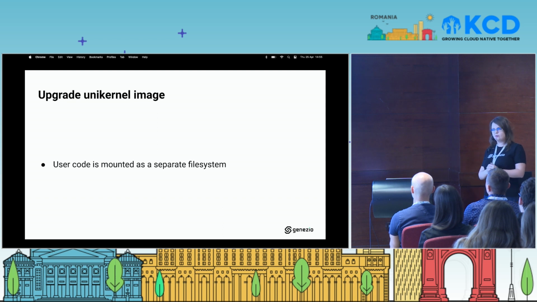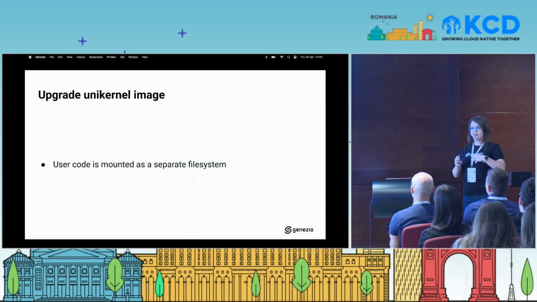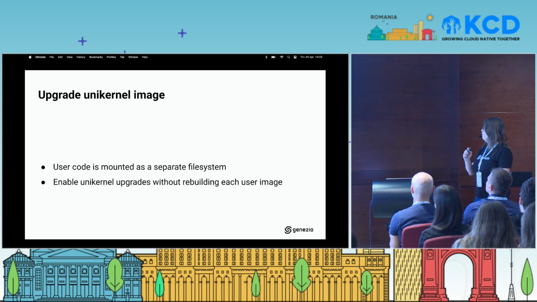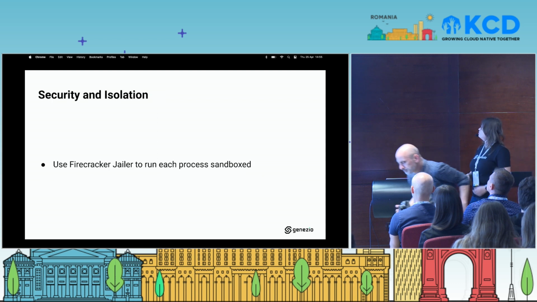The unikernel image is going to be a base image, and when a user comes up, this base image is put together with the user code. That means that when a new unikernel is released, we can just update the base image. So this is what I've just told you about the rebuilding.